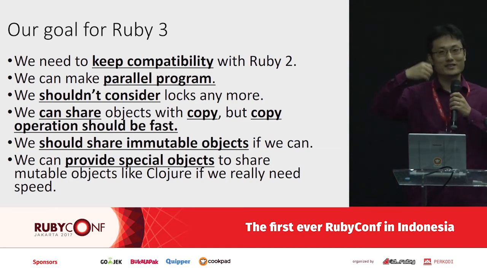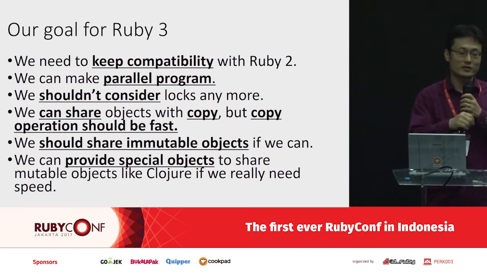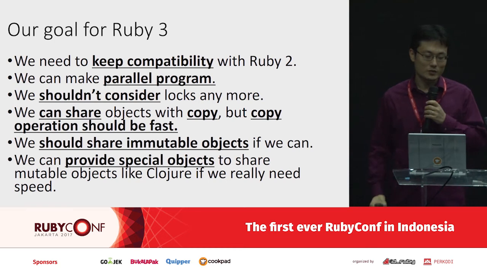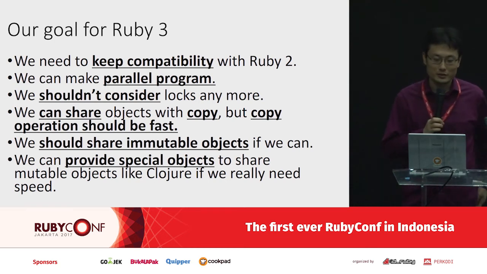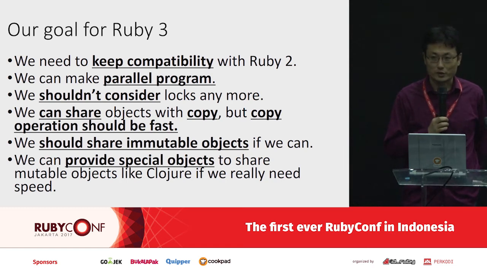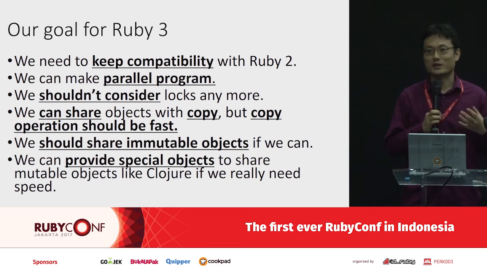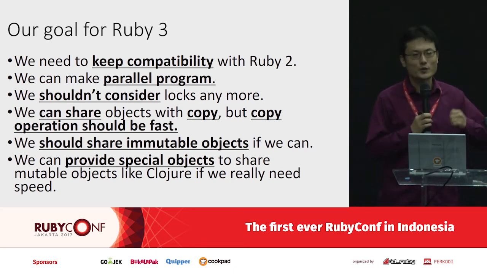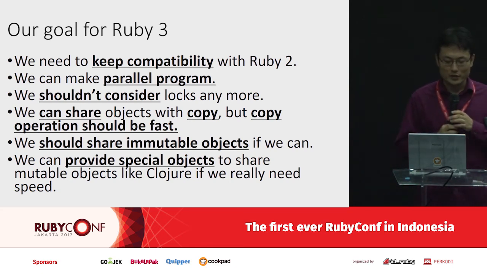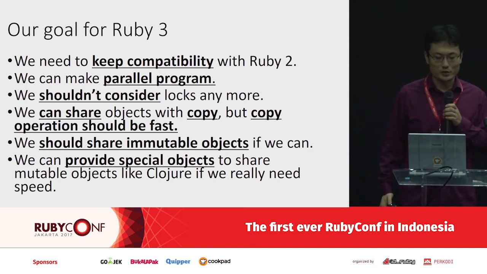Right now, Ruby's concurrent features like thread and fiber cannot run in parallel. In Ruby 3 we want to introduce some parallel execution features, and we shouldn't have to consider locks anymore, because they introduce many bugs that are difficult to debug. And we can share objects with copy, where the copy operation should be fast, or we should share immutable objects.